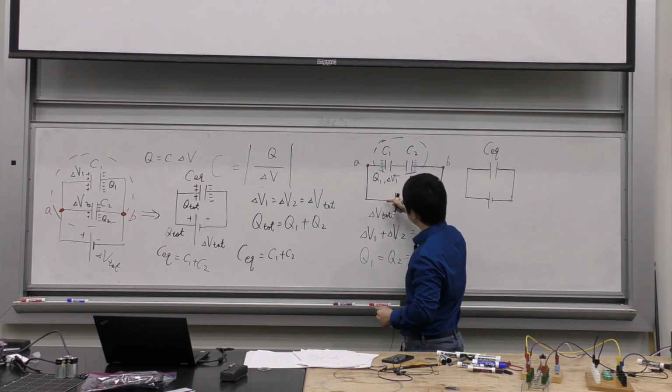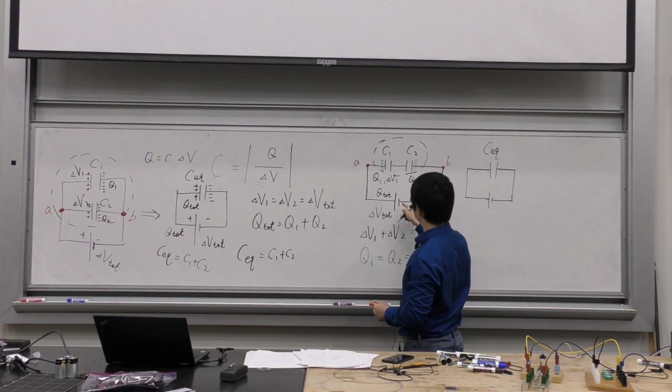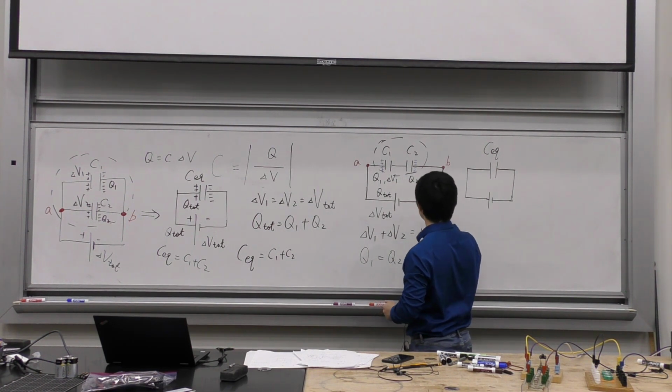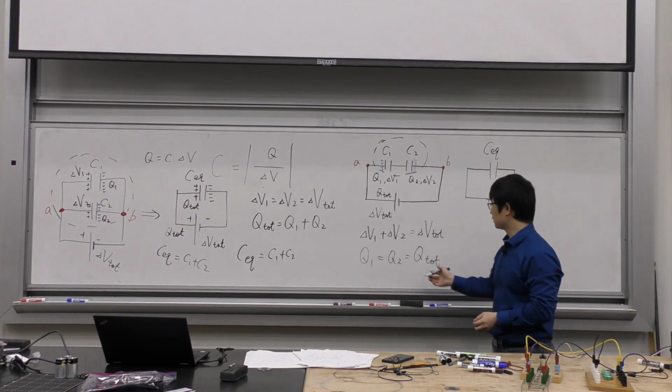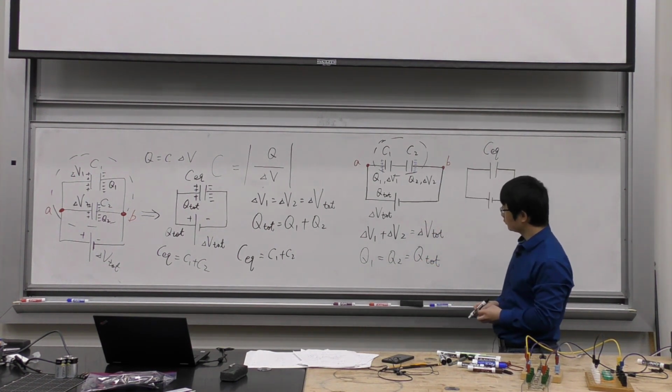So the battery is going to provide positive Q total to this plate. So that's why it becomes Q1. The negative plate is going to provide negative Q total to this plate. It becomes Q2. But that's why these 3 charges are equal.